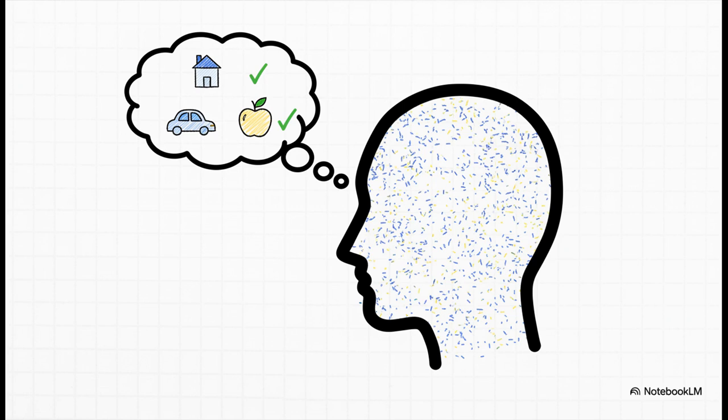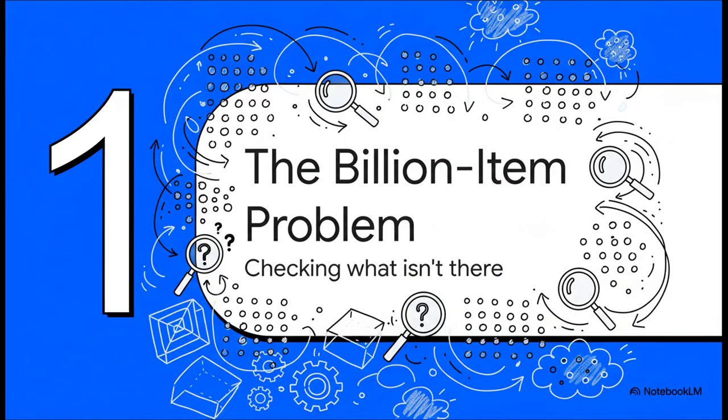Well, the solution is beautifully counterintuitive. What if you could build a system that remembers every single item you've ever shown it, but without actually storing any of them? It sounds completely impossible, I get it, but that is precisely what a Bloom filter is designed to do.